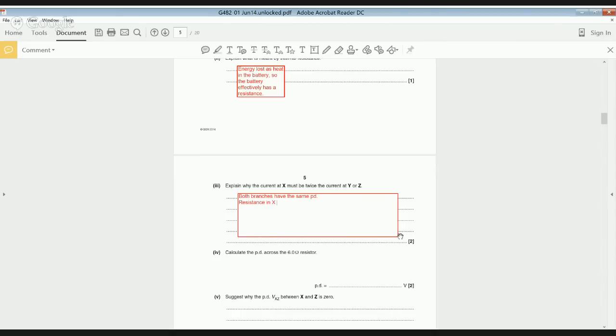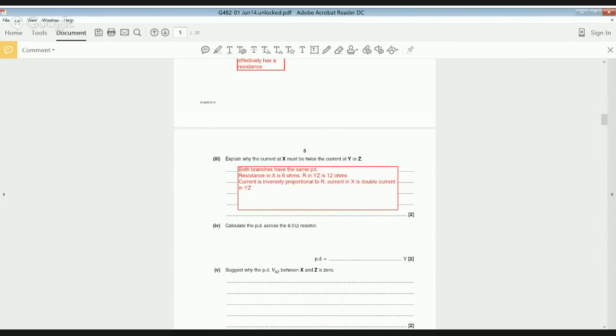Resistance in X is 6 ohms. Resistance in the YZ branch is 12 ohms. As I is equal to V over R, that means that I is inversely proportional to R. So current is inversely proportional to R. So current in X is double current in YZ.